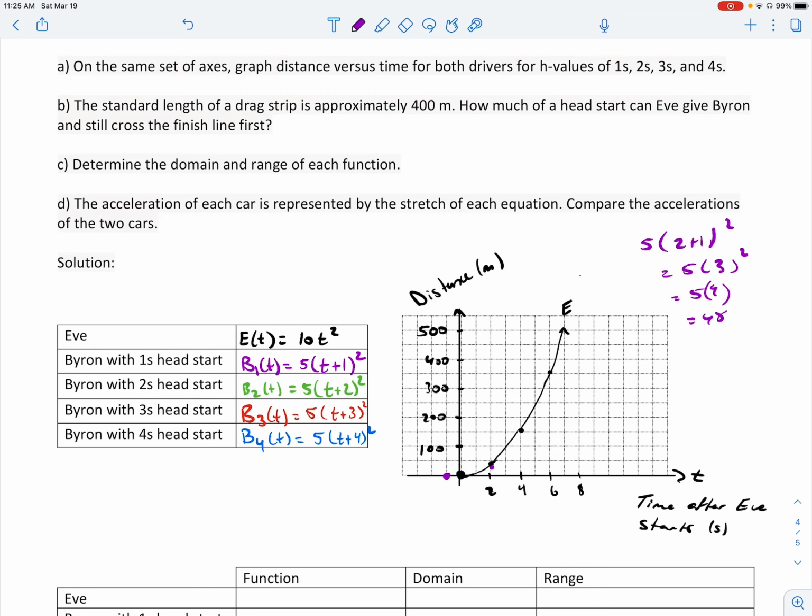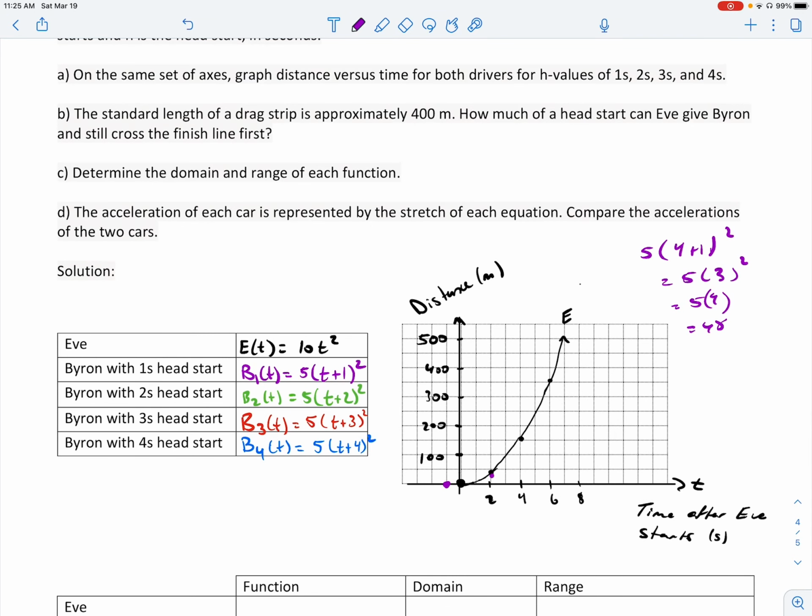Okay, plug in 4 seconds. So this would change to 4. And then we're going to have 5 squared, which is 25. So 5 times 25 is 125. So at 4 seconds, we're at 125. That'll be right there, halfway between 100 and 150.